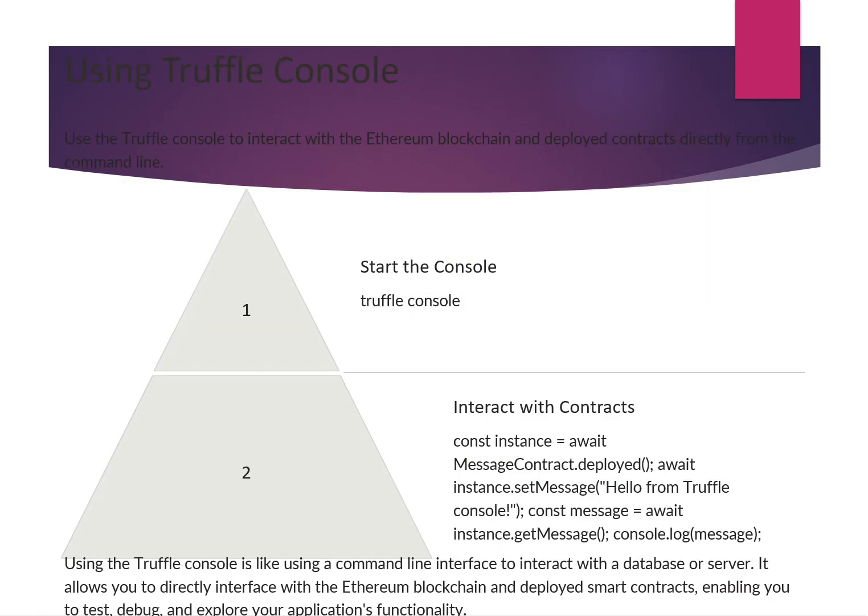The Truffle console is a powerful tool for interacting with your Ethereum blockchain and deployed contracts directly from the command line. First of all, start the console by using the command truffle console. Then you can interact with the contract using this JavaScript. This JavaScript basically retrieves the deployed contracts, calls the set message and get message functions, and console.log logs the message to the console. Using the Truffle console is like using a command line interface to interact with a database or server.